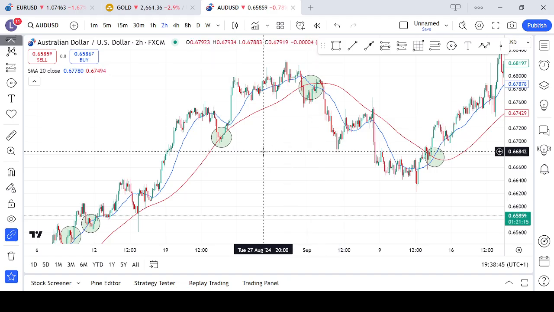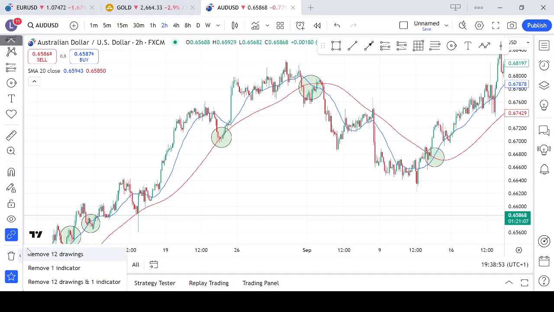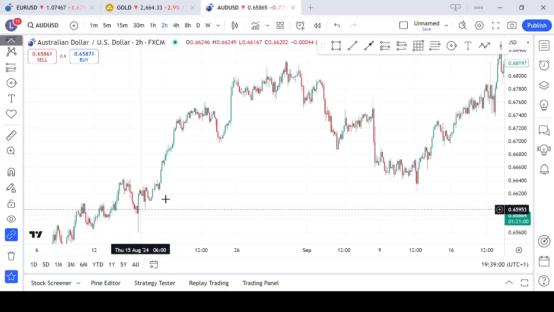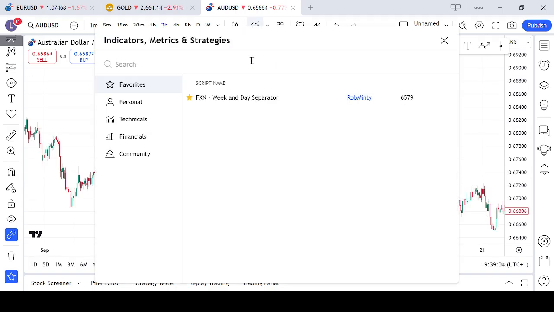So the next indicator on my list is the relative strength index, or the RSI for short. So I'm just going to delete these moving averages. Okay, now add the RSI.